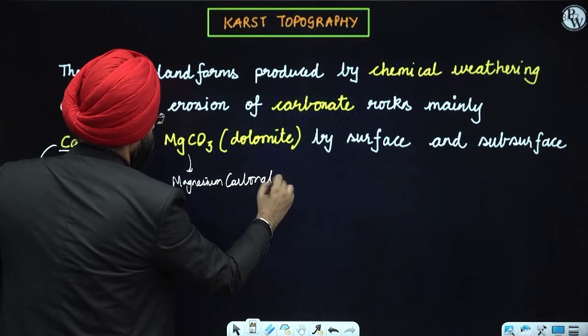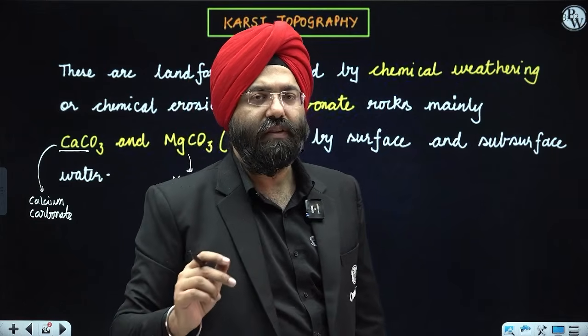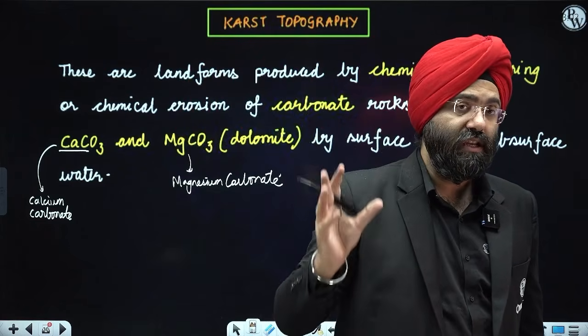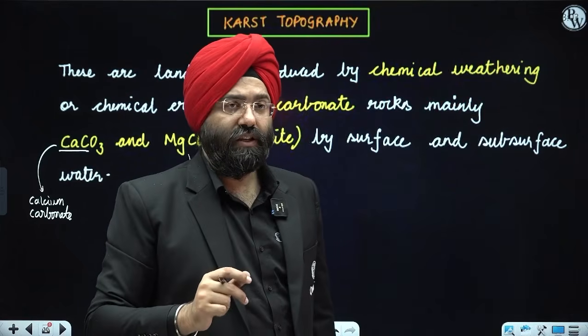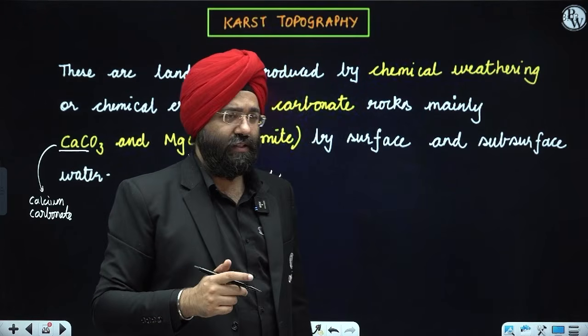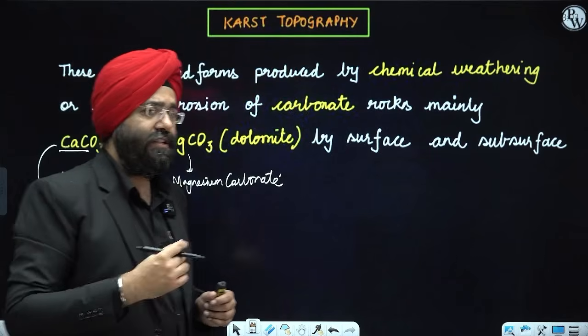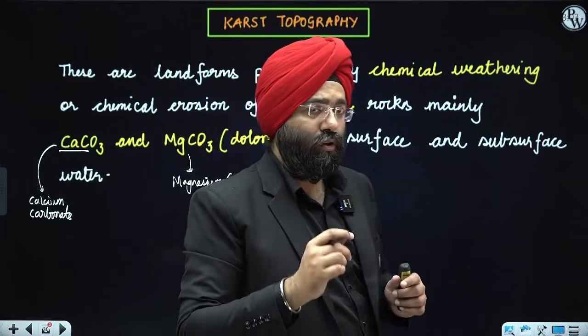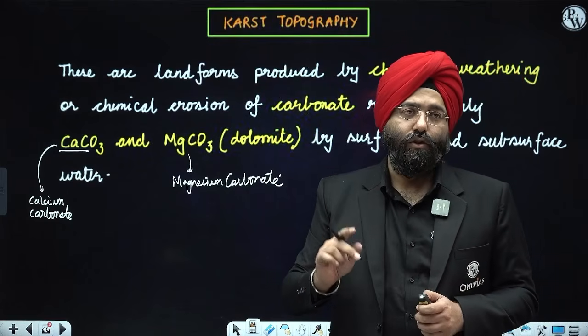Now over here, the role of the surface water as well as the groundwater plays a very important role in creation of such structures which we are going to see. So these are landform structures that are formed by the chemical weathering processes when the chemical erosion of the carbonate rocks takes place, particularly the calcium carbonate and the magnesium carbonate, because of the surface and the subsurface water. This is known as a karst topography.